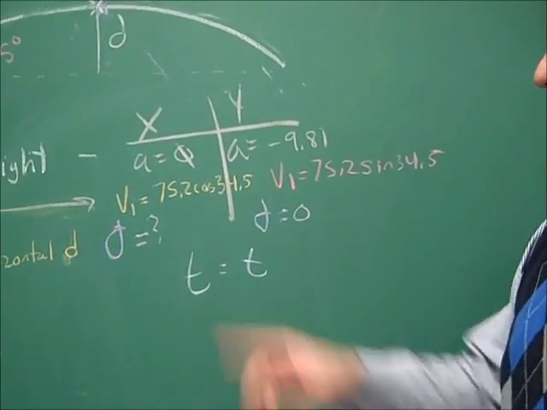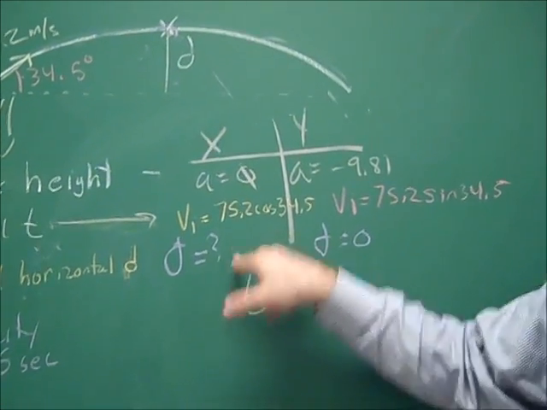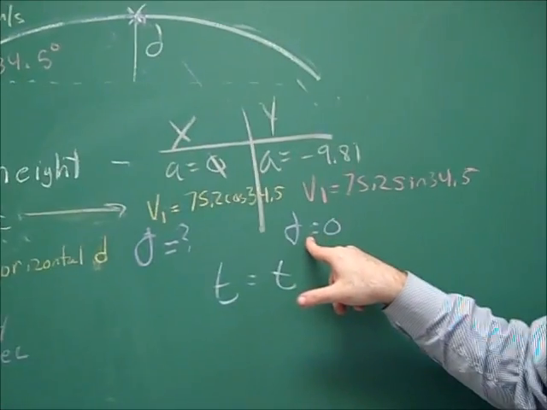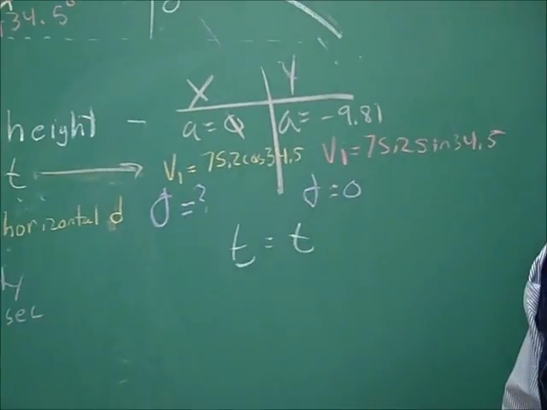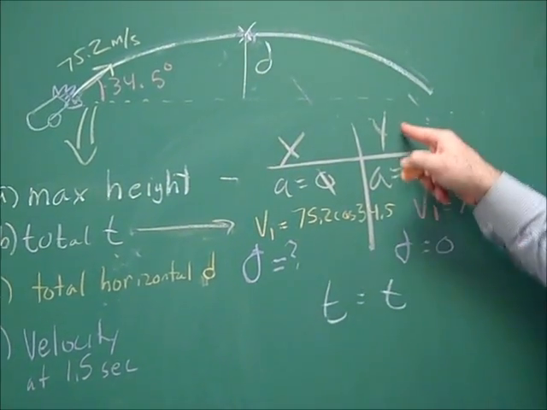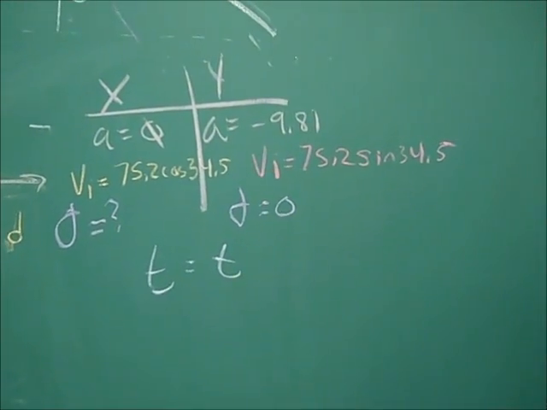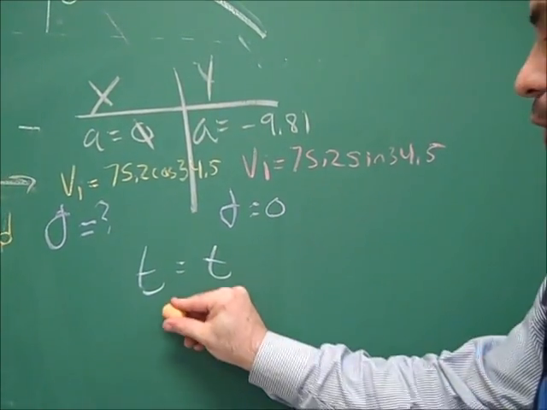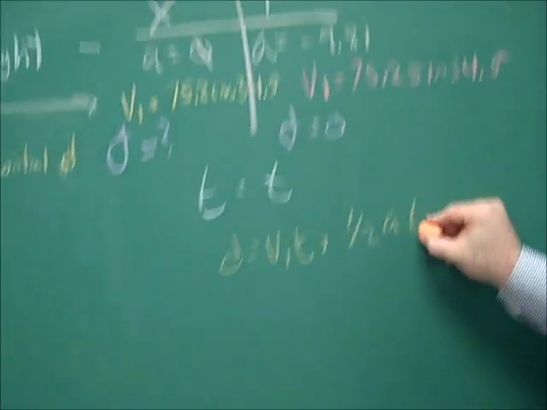The table comes out of nowhere. Initial velocities for x and y, cosine and sine. Displacement for x we don't know, that's going to be part C. Displacement for y is 0 because it ends at the same height it starts off with. Time equals time. That's velocity for you. So we're going to find the total time here. I'm going to use the y information because we know more about that. What equation shall I use? We know that d equals VIT plus 1/2 AT squared.